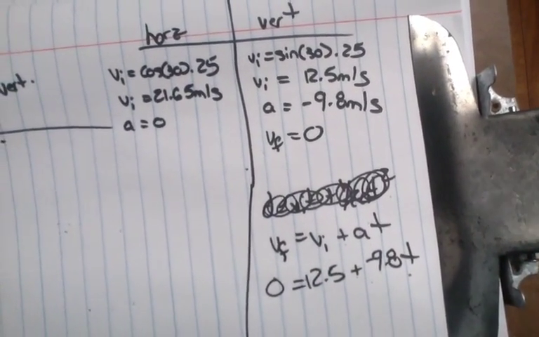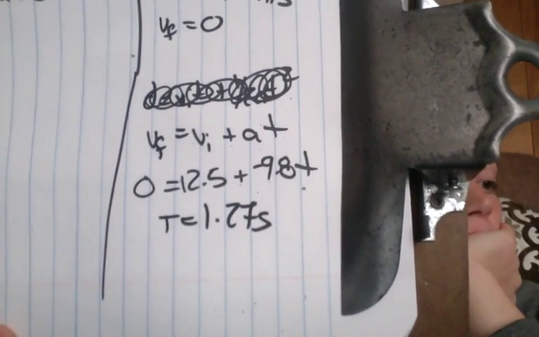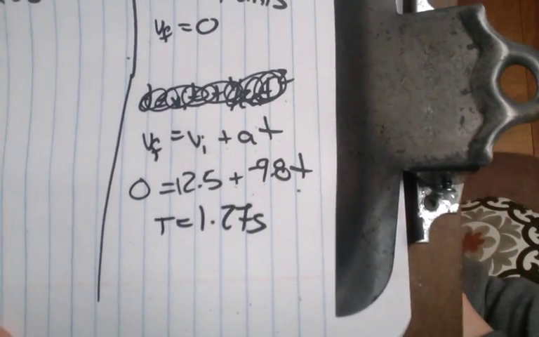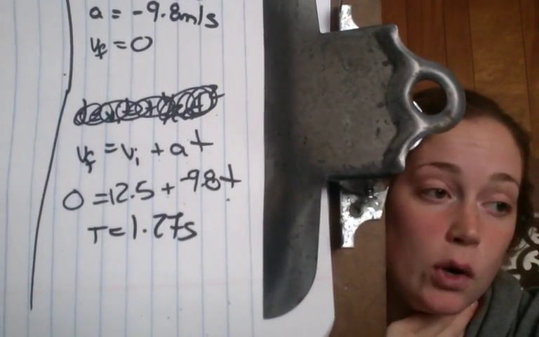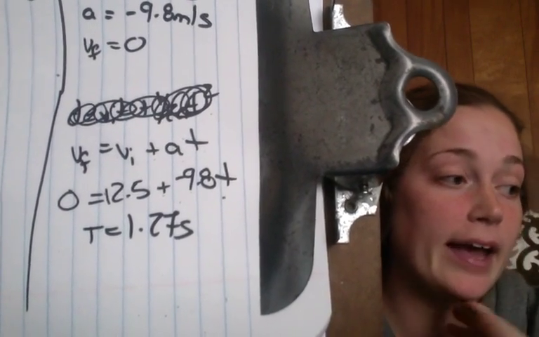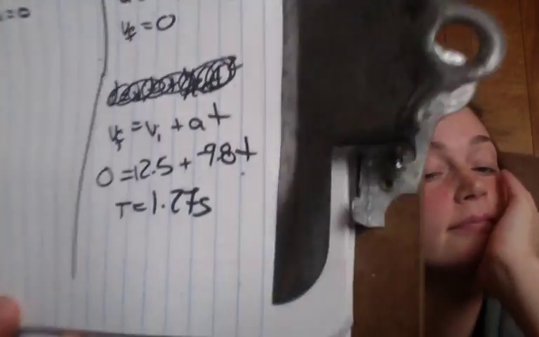12.5 is wrong because that's not the time. So then when you solve for the time, you should get a time of 1.27 seconds. But then we are not done because that is only the time halfway. We want to know the total air time. So you would multiply this by 2. So you multiply that by 2 and you get a total air time of 2.55 seconds. So that's part 1.